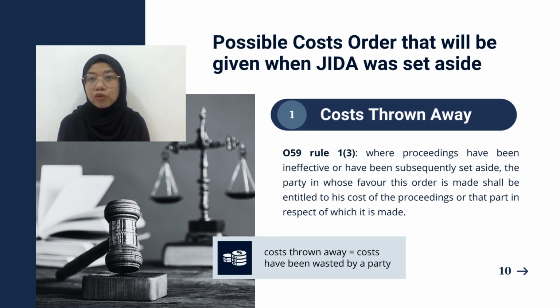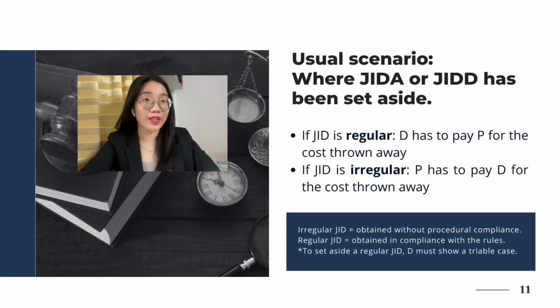According to Order 59 Rule 1 Paragraph 3, where proceedings have been ineffective or have been subsequently set aside, the party in whose favour this order is made shall be entitled to his cost of the proceedings or that part in respect of which it is made. Here, the term cost thrown away refers to the situation where costs have been wasted by a party. The order of cost thrown away usually will be granted when the judgment in default of appearance or defence has been set aside. If the judgment in default is regular, the defendant has to pay for the cost thrown away. If it is irregular, the plaintiff would have to pay for the cost thrown away.